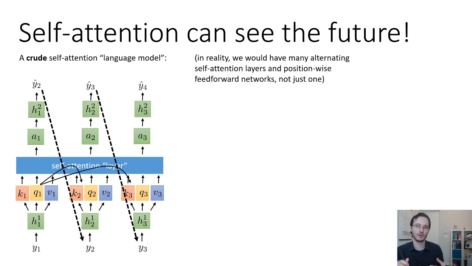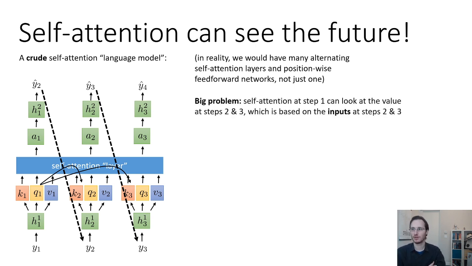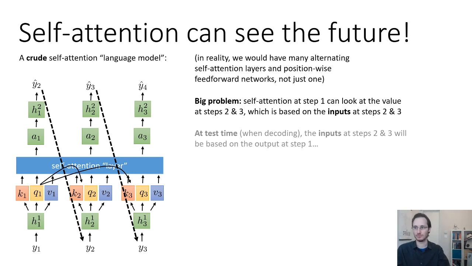But when we're performing that computation for the first step, its attention mechanism can actually peek into the second and third time step. But we have a big problem here, because self-attention at step one can look at the values at steps two and three, but those values are based on the inputs at steps two and three, and during decoding, the inputs at steps two and three are based on the outputs at steps one and two.